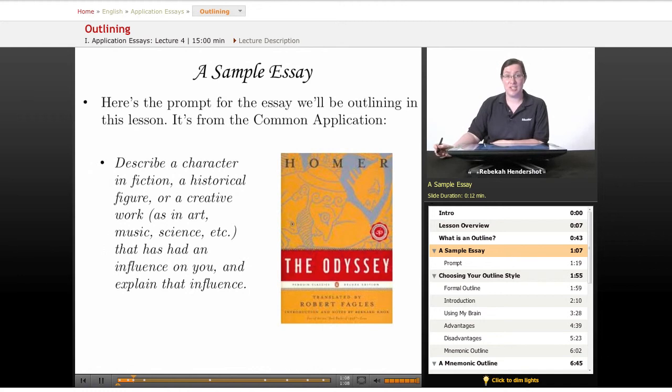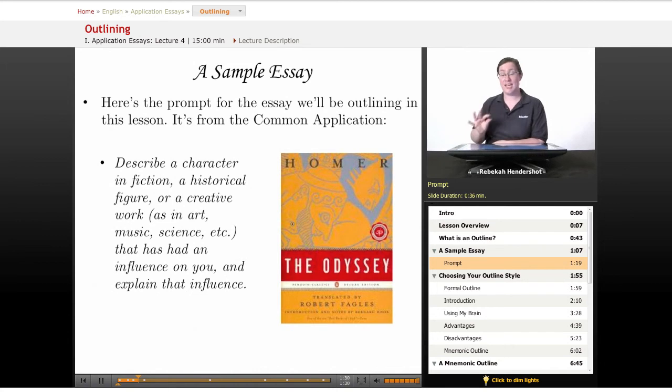Now, in this lesson, we're going to be making a sample essay, or at least we'll be outlining a sample essay using a very, very common prompt, which is in fact taken from the Common Application. The prompt we'll be working from here is, describe a character in fiction, a historical figure, or a creative work, as in art, music, science, etc., that has had an influence on you, and explain that influence.